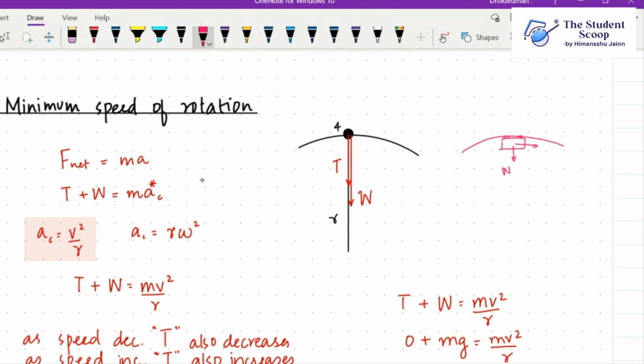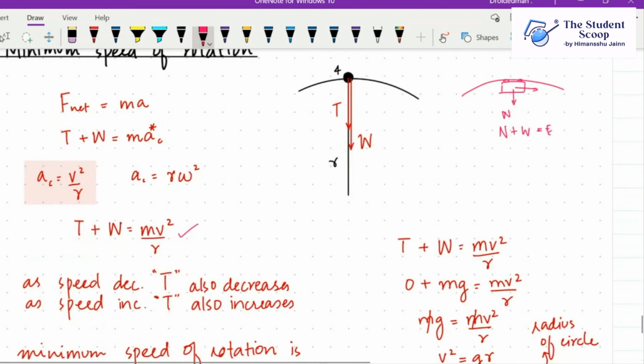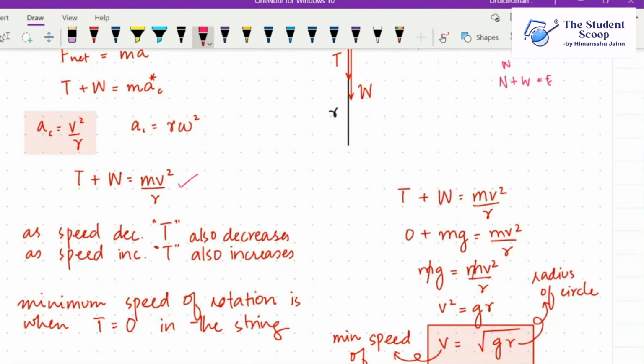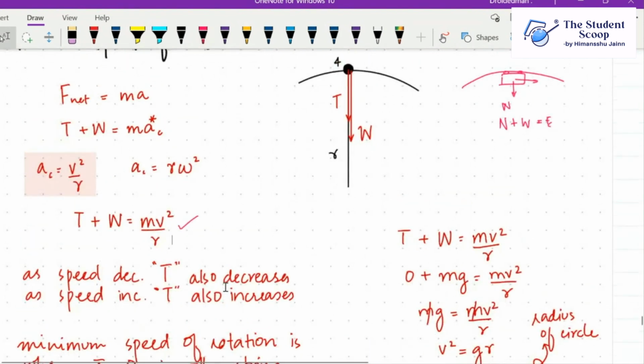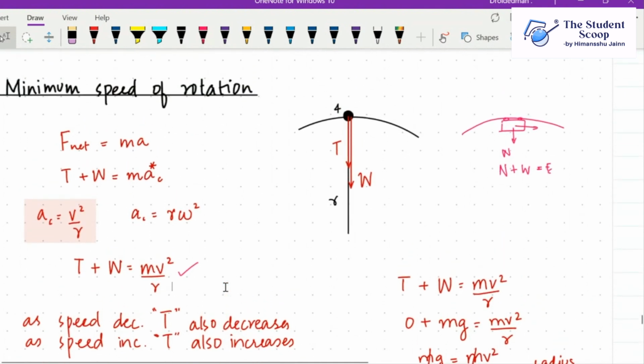Here we can take the net force, tension and weight in the same direction, equal to mass times acceleration. In the coaster case, the normal force plus the weight will be equal to the centripetal force. So for the minimum speed of rotation, the tension has to be greater than or equal to zero. If it becomes less than zero, the string will get loose and the object will fall.